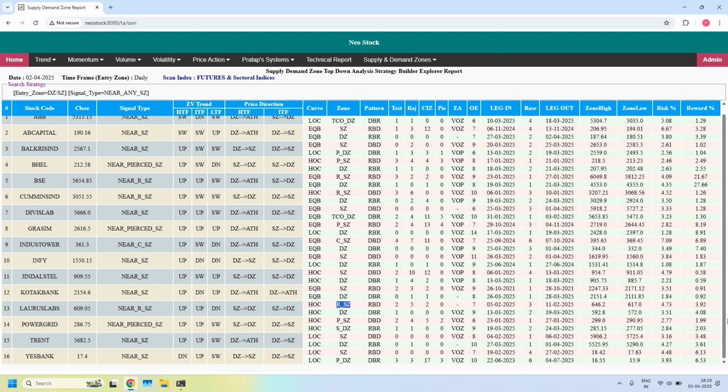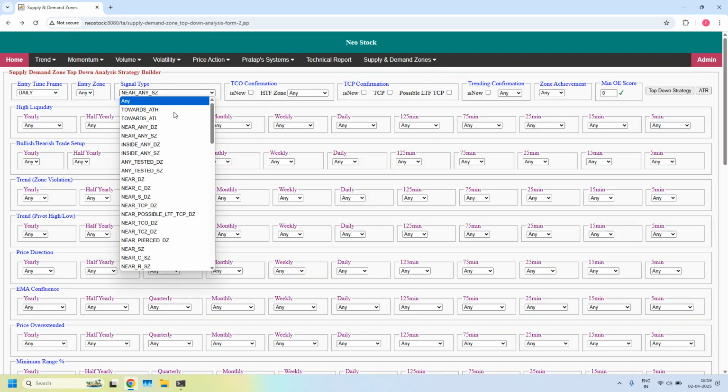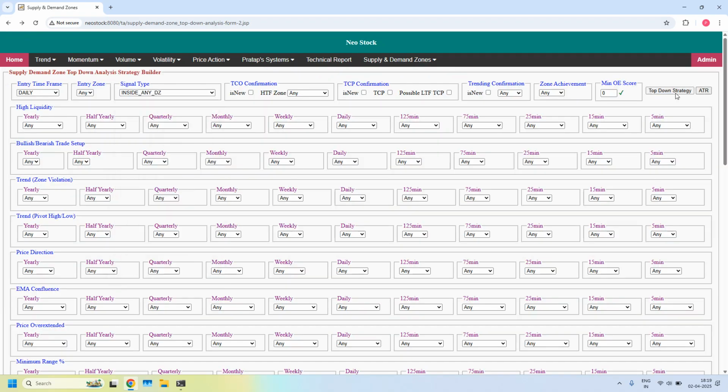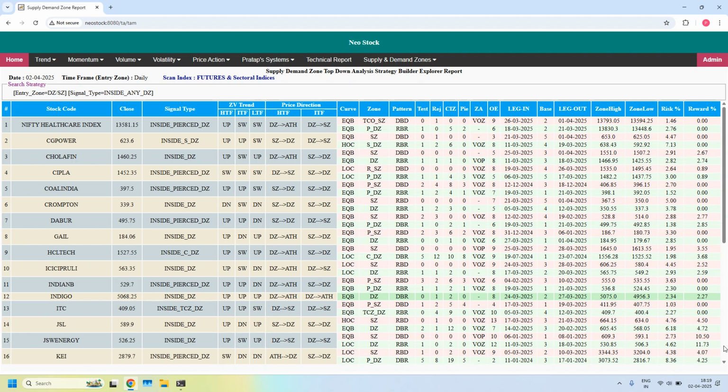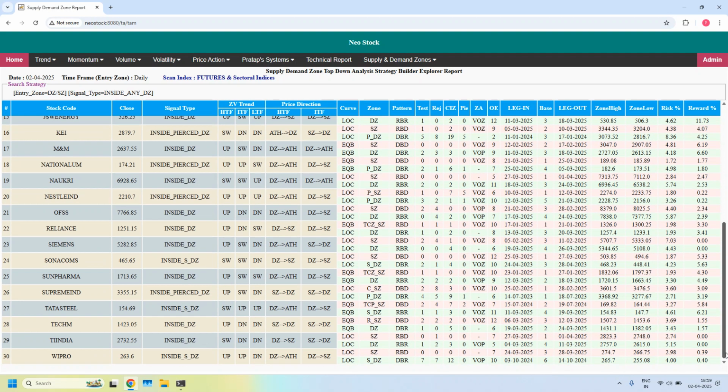Okay. Next, price closed inside the daily demand zone. First 16 stocks in the list. Scrolling the list down. So total 30 stocks are filtered.